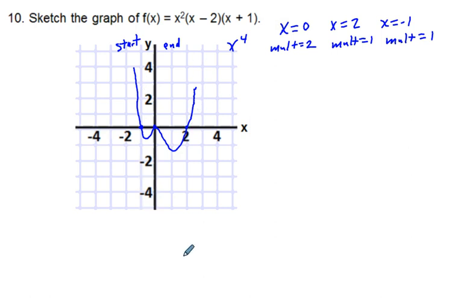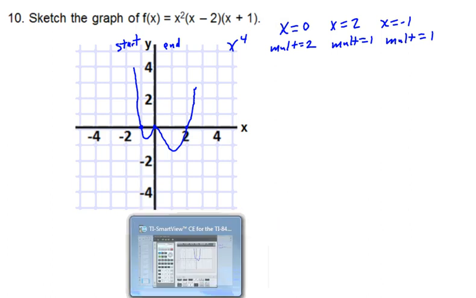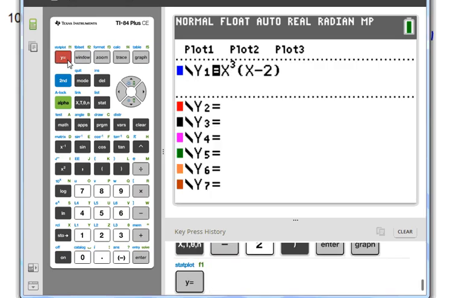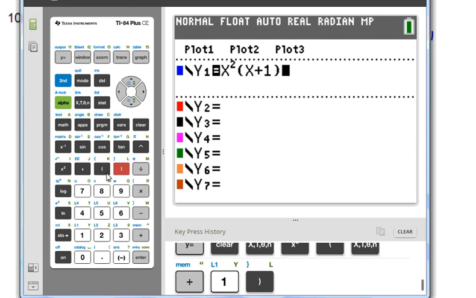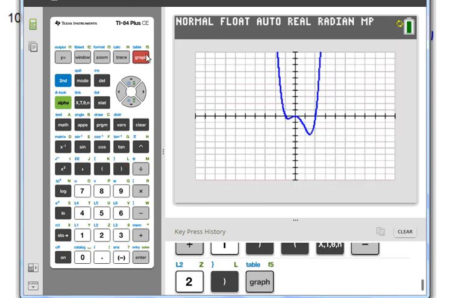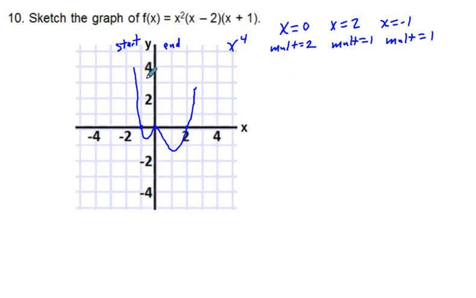And to verify, like I said earlier, we can use a calculator. It's going to look something like this. I think the one on the right is probably going to go down farther, but let's just see what it looks like. We graph x squared times quantity x plus 1 times quantity x minus 2. And we see what that looks like. Yeah, pretty similar to the way I drew it here. Okay, so that'll be it.